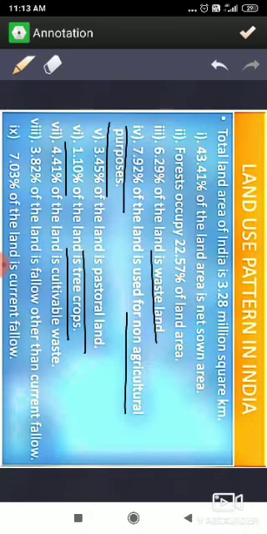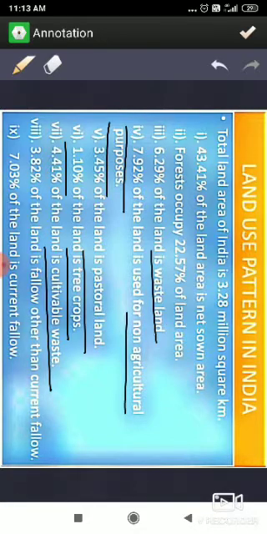The next, 4.41% of the land is cultivable wasteland. Wasteland, I have already told you, means the land which has lost its fertility. And next, 3.28% of the land is fallow.